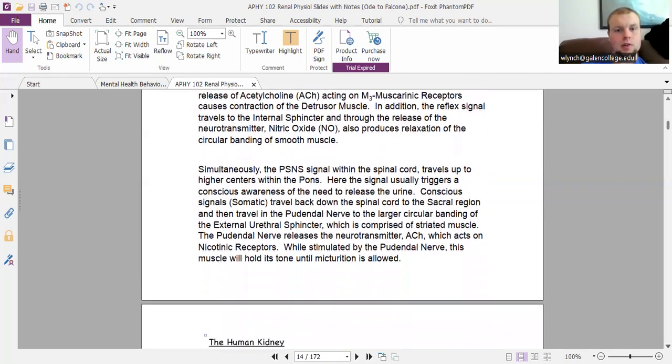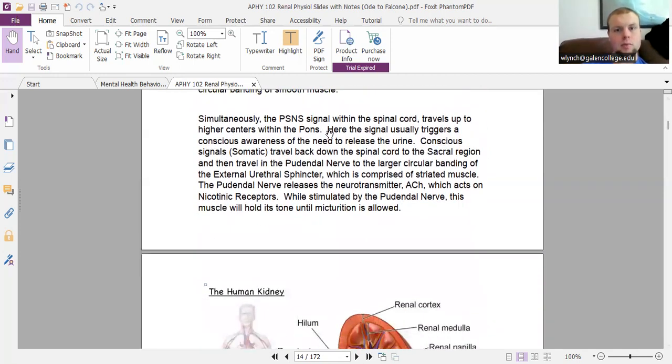We also have a simultaneous parasympathetic signal that is going to travel up to the pons. Here, we usually trigger a conscious awareness of the need to urinate. So this is going to be where we have conscious awareness that comes in. That awareness is going to allow us to trigger somatic signals, which are going to go down through the pudendal nerve and go to the innervation of the external urethral sphincter. Pudendal nerve is then going to release neurotransmitter acetylcholine at this point, which is going to act on nicotinic receptors. And that is going to allow for the muscle to hold its tone until micturition is allowed.